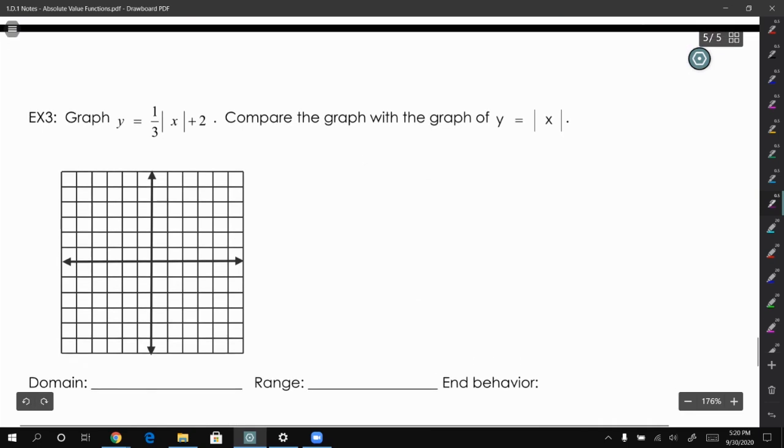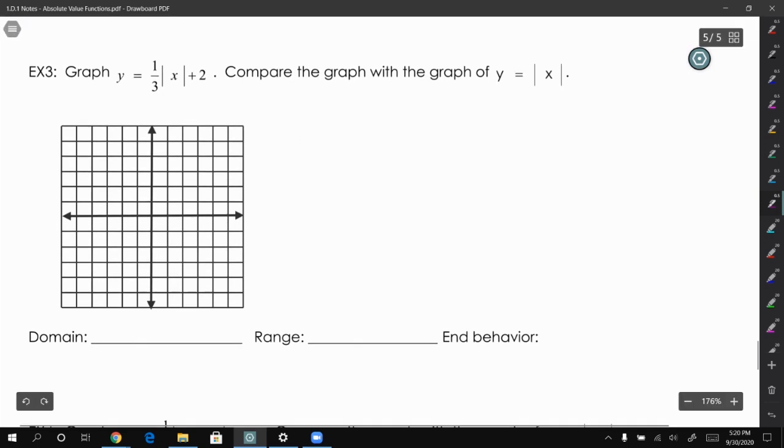Let's look at the next page. So again, same thing. We have y equals 1/3 absolute value of x, plus 2. So R, S, T. There is no reflection. There is no negative sign out in front. So no reflection.